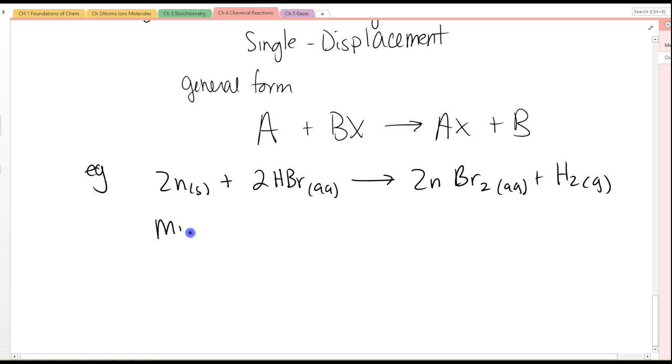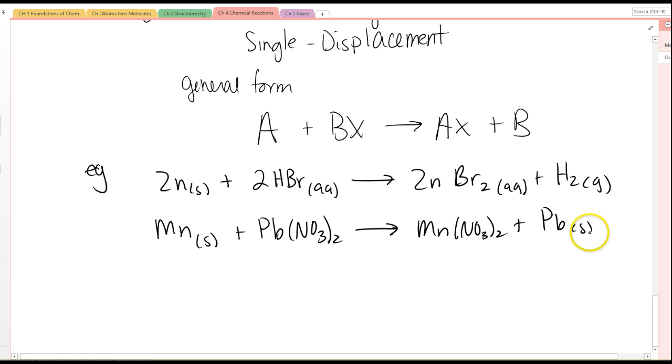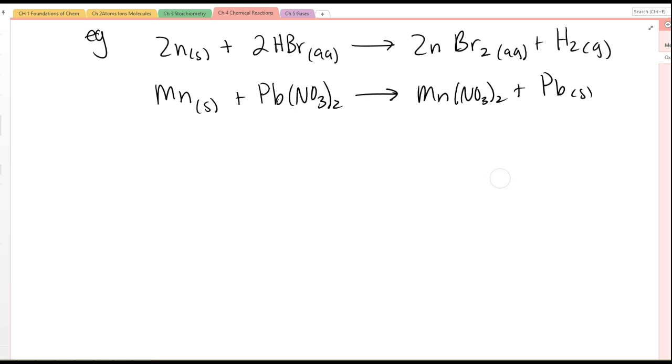Or you might look at manganese. Solid manganese reacts with lead 2 nitrate to yield manganese 2 nitrate plus solid lead. So with these, what you're going to need to be able to do is assign the oxidation states and figure out which reaction is reduction and which one is oxidation. So let's look at an example of that.